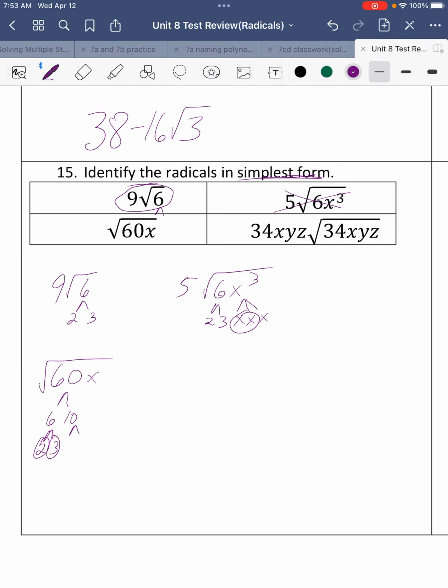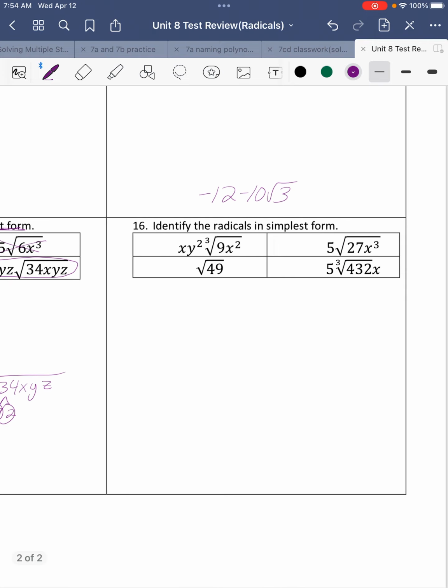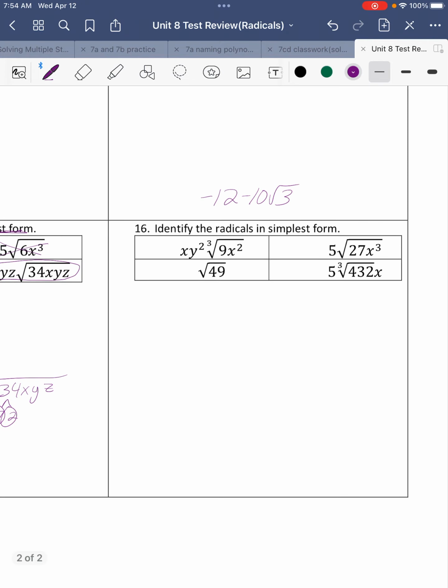Next one, square root of 60x. Can that be broken down? 6 times 10, yeah. 2 times 3, so far we don't have pairs. Oh, here we go. The pair of 2's, so that can be broken down, so that is not in simplest form. And then the last one, 34xyz. 34 is 17 and 2, and 17 can't be broken down. That's prime. X is 1, Y is 1, Z is 1, so it's all just 1s, so there's nothing there that I can break down any further, so that one is in simplest form.